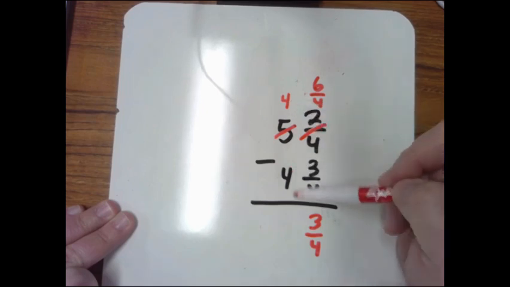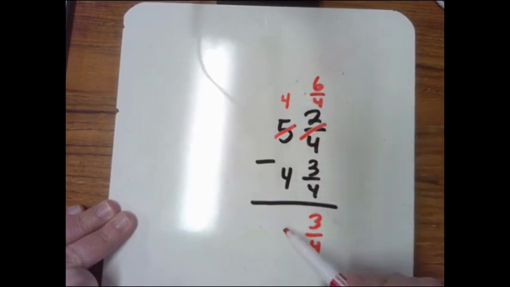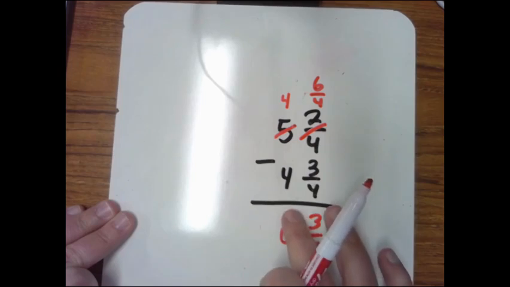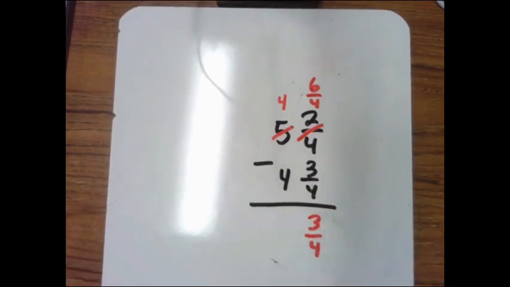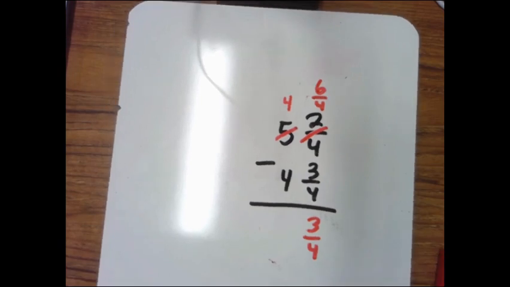And then 4 take away 4 is 0. And we don't really write a 0 here. We just leave it as 3/4. So that's our answer for question 2. I'll transfer that to this paper.